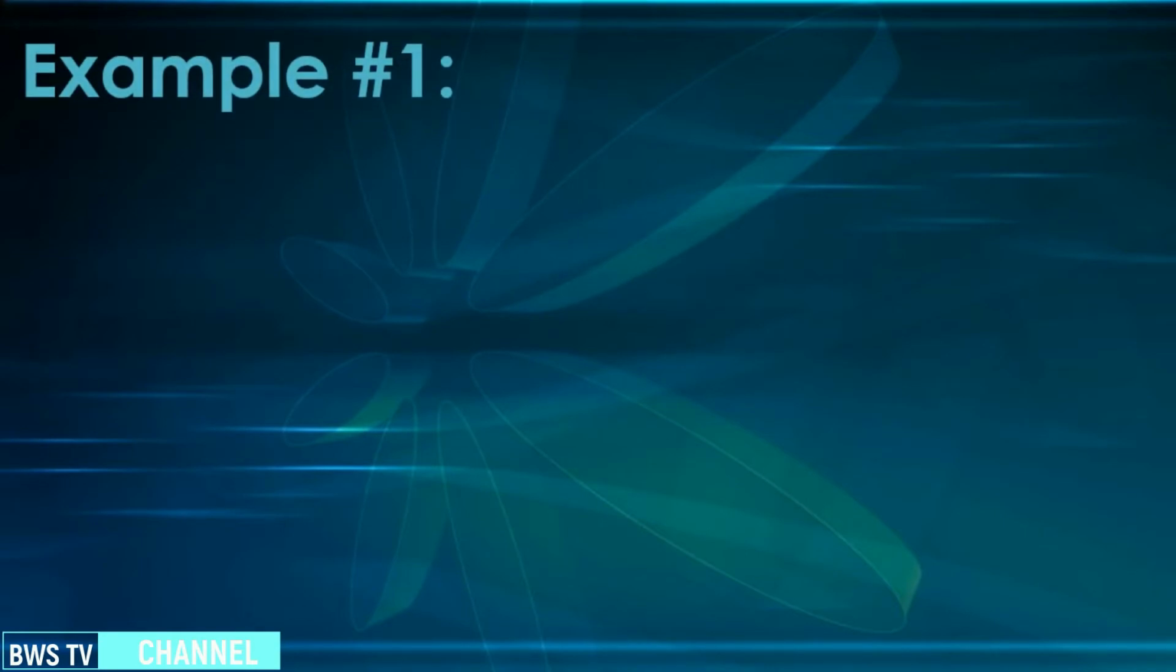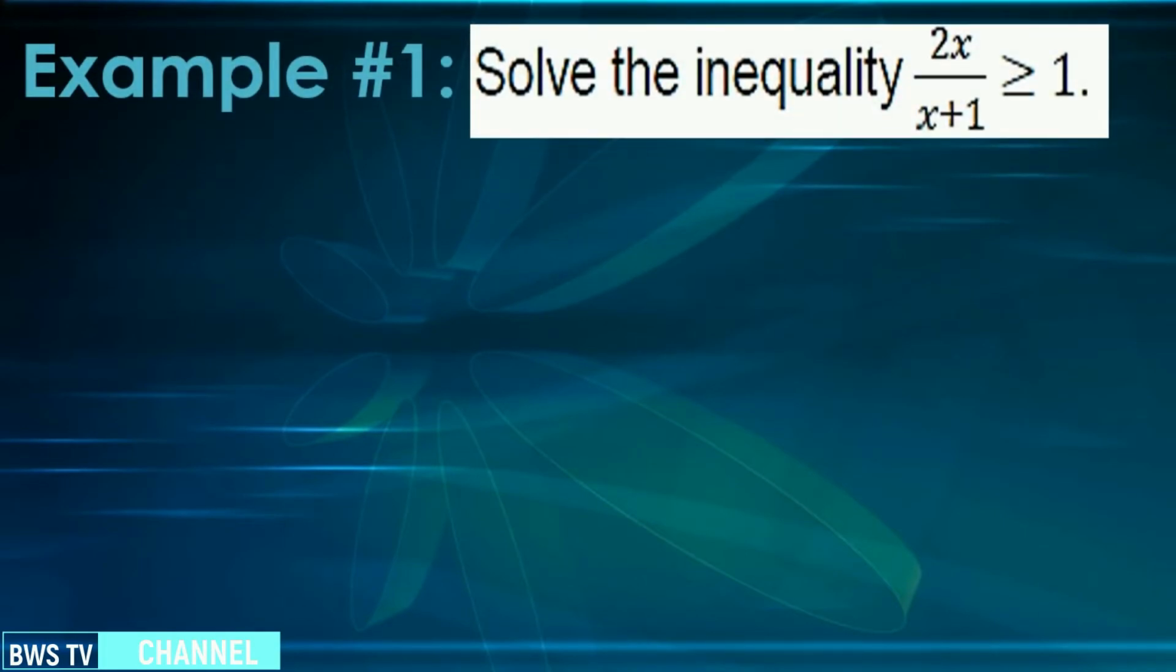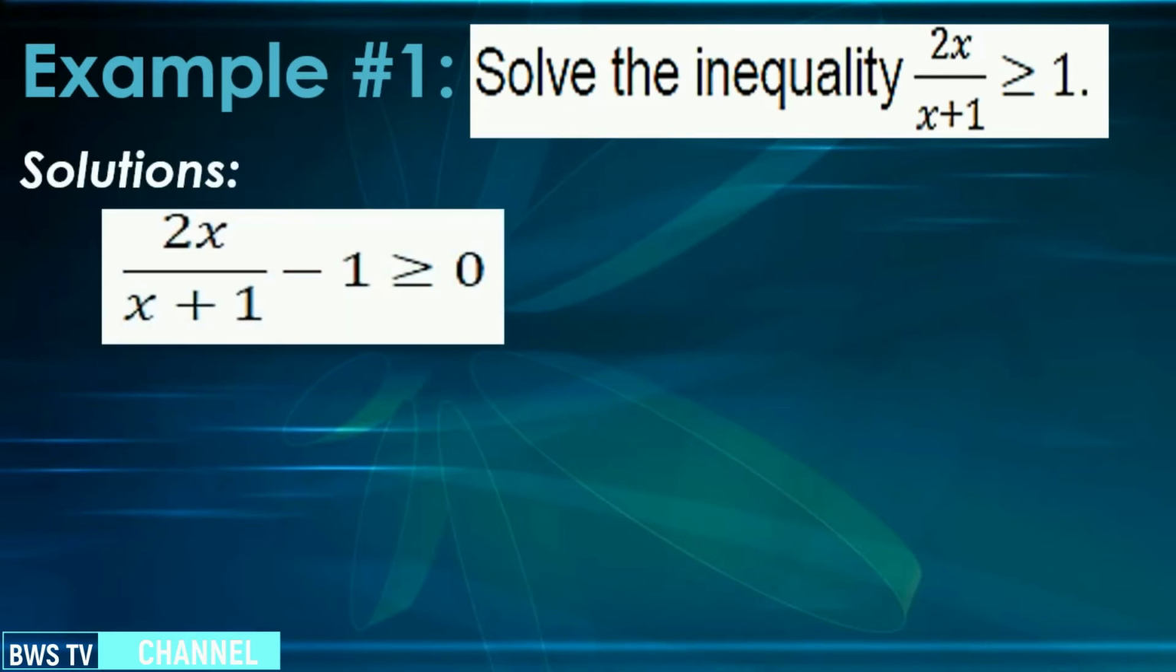Now, we have example number 1. Solve the inequality 2x over x plus 1 greater than or equal to 1. The first step is to rewrite it in standard form: one side will be 0 and the other side the rational expression. We transfer 1 to the left side and replace the original position with 0. So now, one side is the rational expression and the other side is 0.